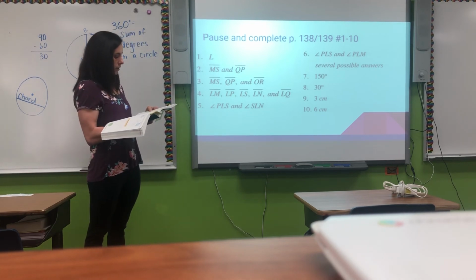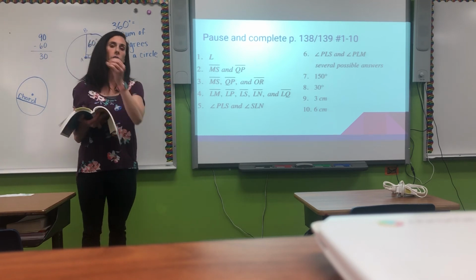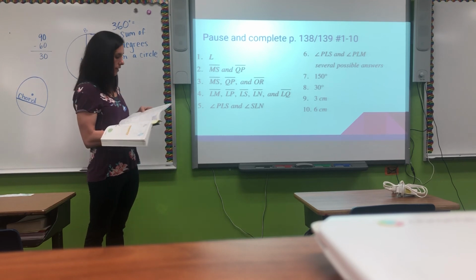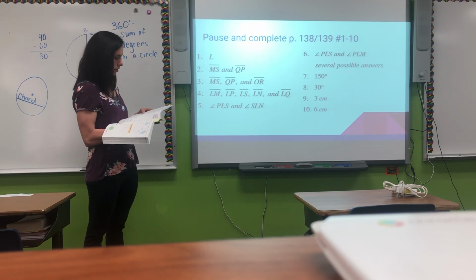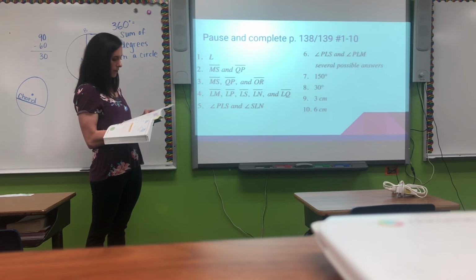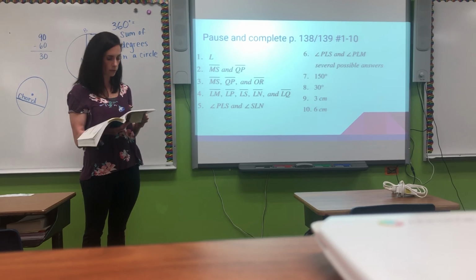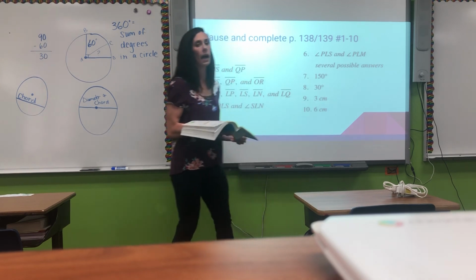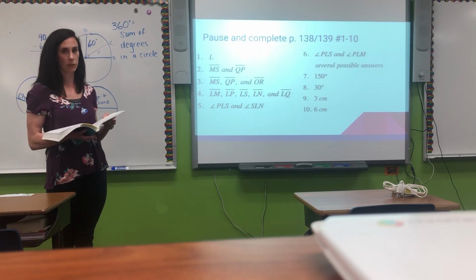On number 9, if LQ is 3 centimeters, that's 1 radii. All of our radii are going to be the same. So if LQ is 3, then if LP is 3, then LQ is 3. And on number 10, if MS, our diameter going all the way across, is 12, then LS is 6, because our radius is always going to be half of a diameter.